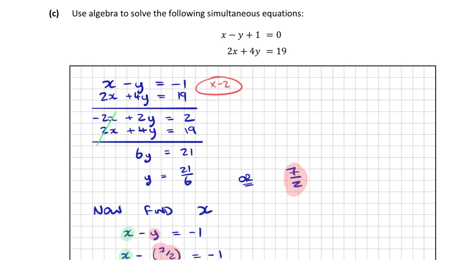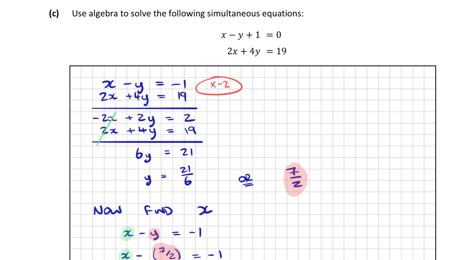So that brings us to part C. Part C says use algebra to solve the following simultaneous equations. We know by looking at it that we have simultaneous equations because we've got x's and y's and x's and y's. So we have two equations with two unknowns, the unknowns in this case being x and y. When you're dealing with simultaneous equations, we like to keep the x's and the y's on one side and the numbers on the other.